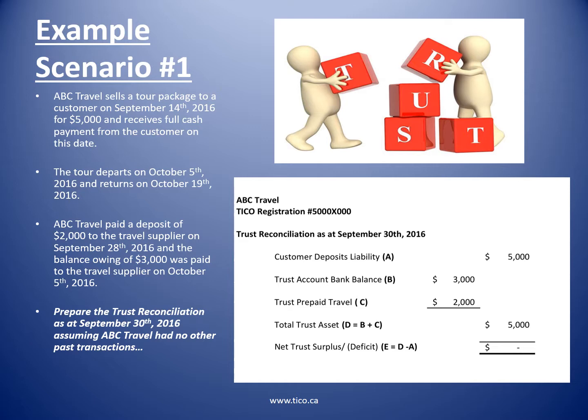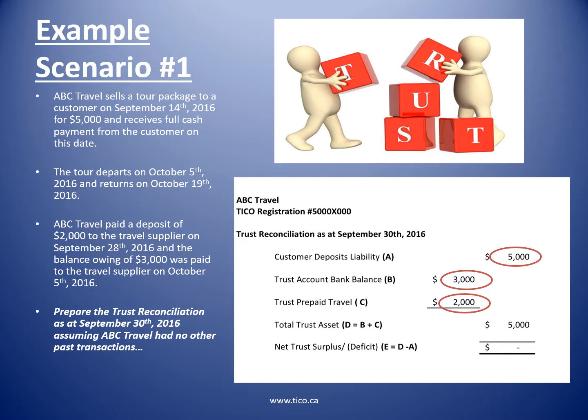Thus, this $5,000 represents our customer deposits liability balance as at September 30, 2016. Since we had made a partial prepayment of $2,000 to the related travel supplier as at September 30, 2016, this $2,000 prepayment represents our prepaid travel balance. The balance sitting in the trust bank account as at September 30, 2016 is $3,000. This represents the $5,000 customer receipts less the $2,000 partial supplier prepayment.